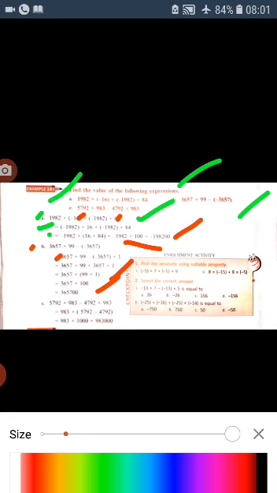Then 3657 into 100 is 3,65,700. You know the product with the value 3657 into 100. So the answer is 3,65,700. Okay, last question, C question.